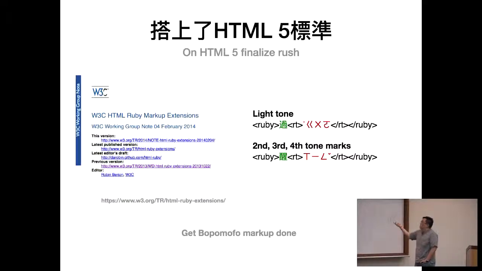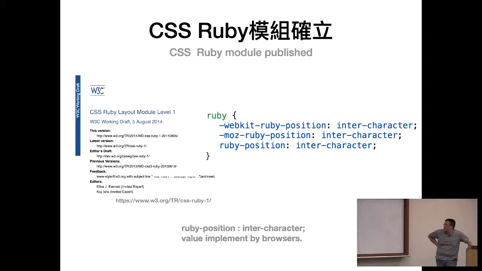You just use the Ruby to mark up the hand character and the Bopomofo characters. And if there is a light tone, put the light tone before the Bopomofo character, and the second, third, fourth tone just after the Bopomofo character, so we can confirm how to mark up Bopomofo.